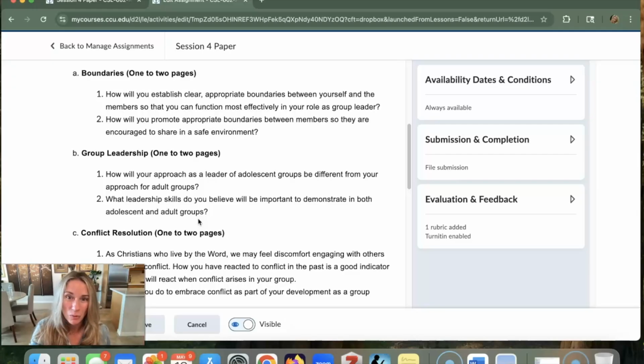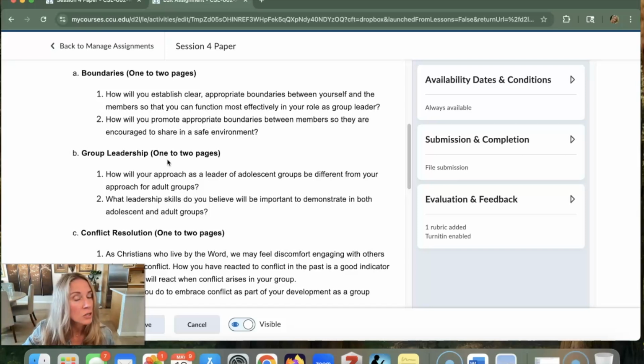Then maybe your first level heading after your introduction paragraph is called boundaries, and then you do a couple of pages on boundaries. Then your next first level heading would be group leadership, 1 to 2 pages on group leadership. Then conflict resolution. First level headings, remember, are centered, bolded, title case, where every important word is capitalized. Yes.